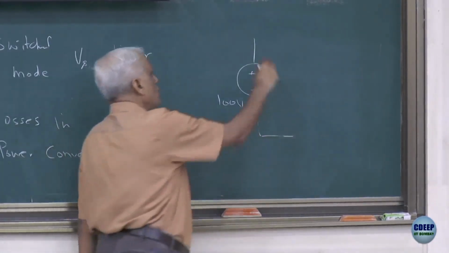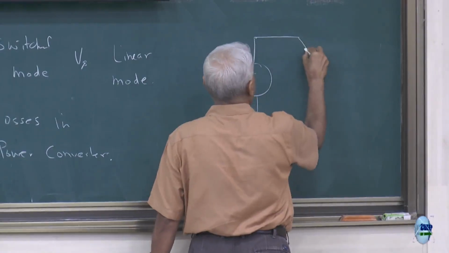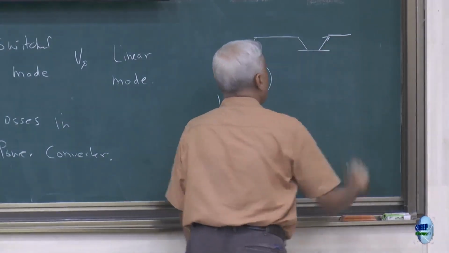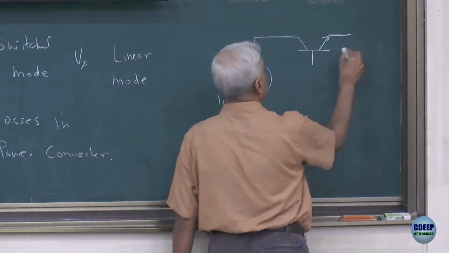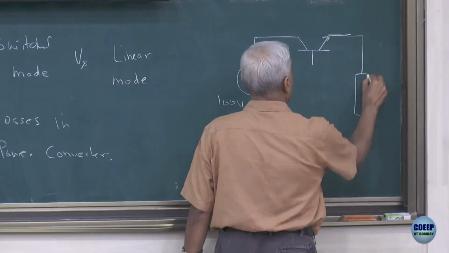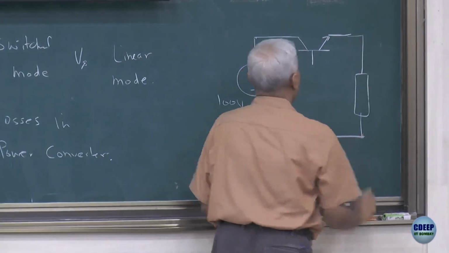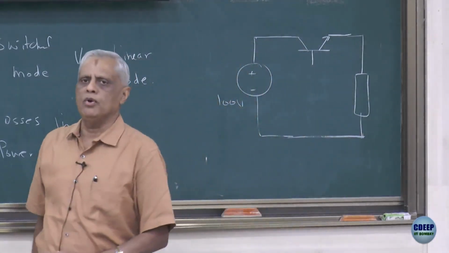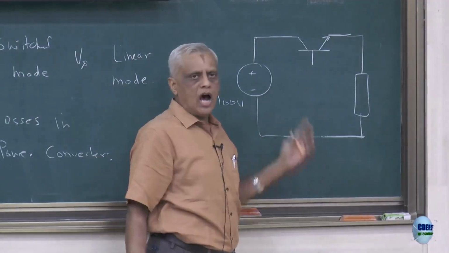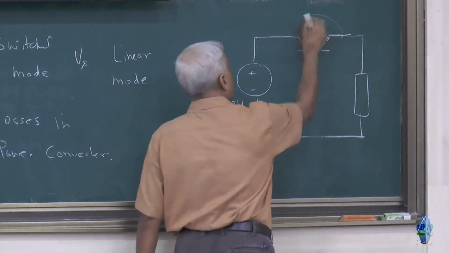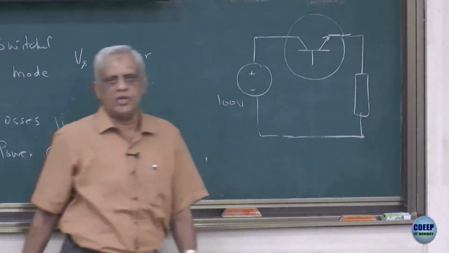Now let's say I put one bipolar junction transistor here as a switch, and this is the load. Forget about the ripple that will come in the output and so on. So this is 100 volts. Now there are two ways in which I can operate this switch.